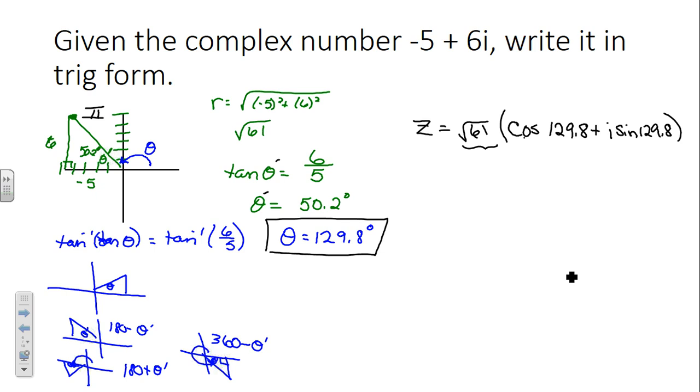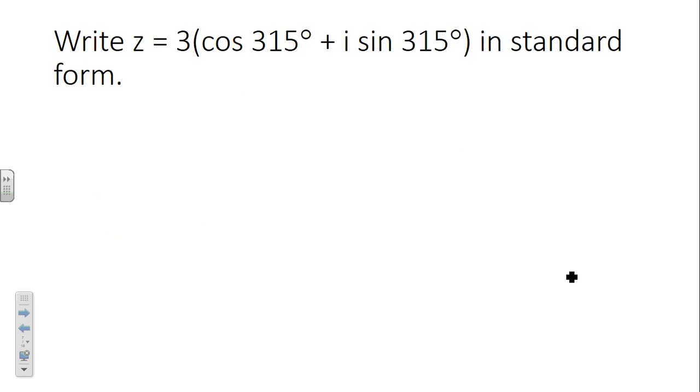Okay, so what if I give you the trig form of a complex number, and I ask you to find it in standard form? Just multiply 3 by the cosine of 315. Because it's one of our friendly angles that we know, we're going to leave it in the square root form. What is the cosine of 315? Root 2 over 2. And what is the sine of 315? Negative square root of 2 over 2. The sine is negative in that quadrant.